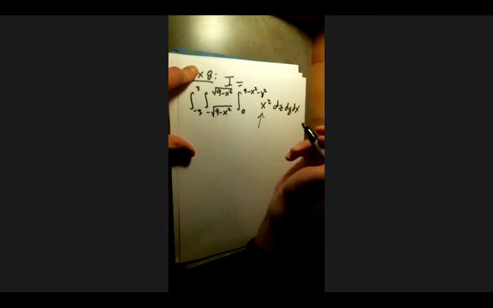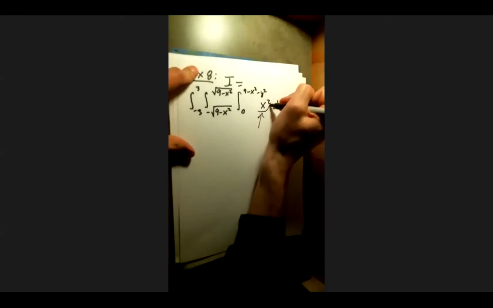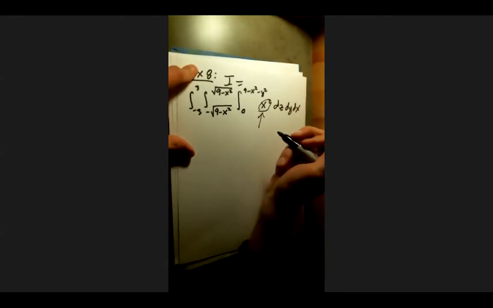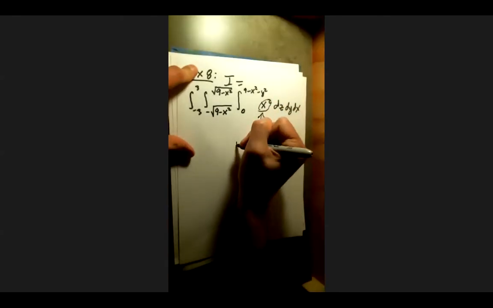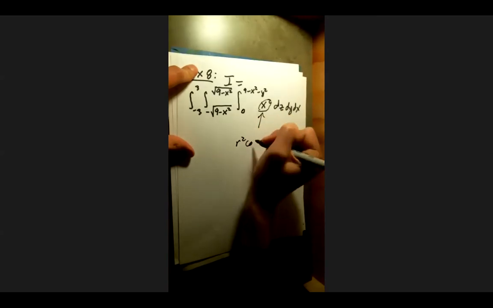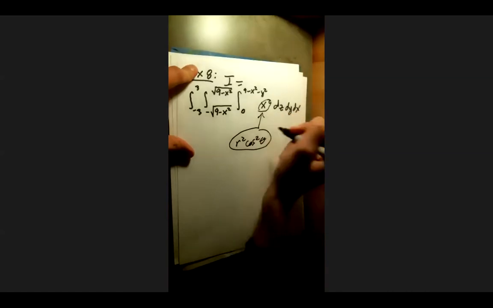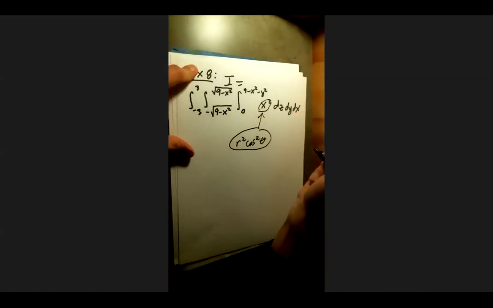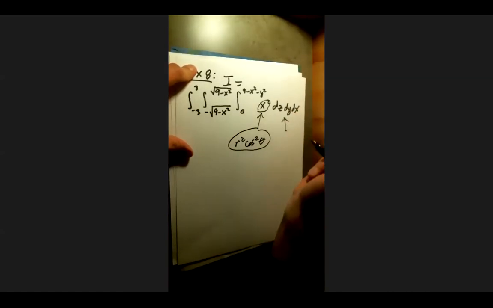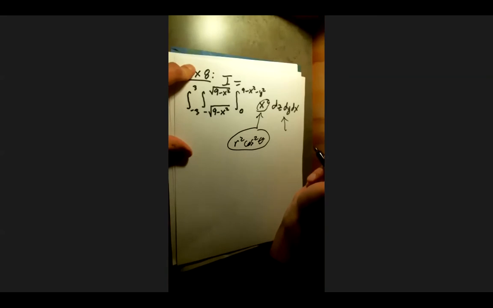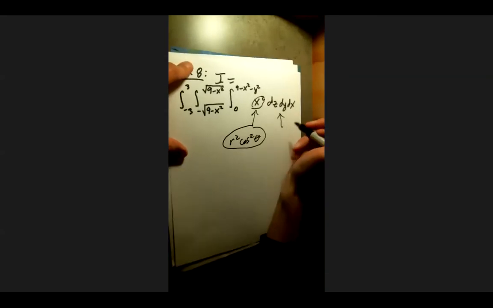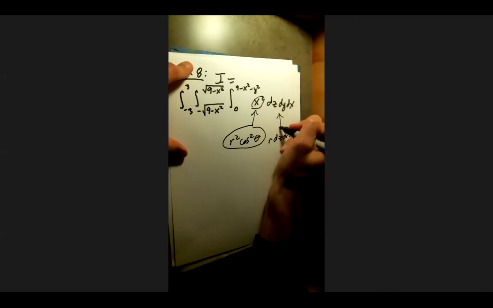Let me make sure you're tracking what I'm saying. That x squared we're going to be able to replace with what? R squared cosine squared theta. So that's going to be r squared cosine squared theta. Good. Okay. And the differential element dz dy dx is going to be replaced with r dz dr d theta.